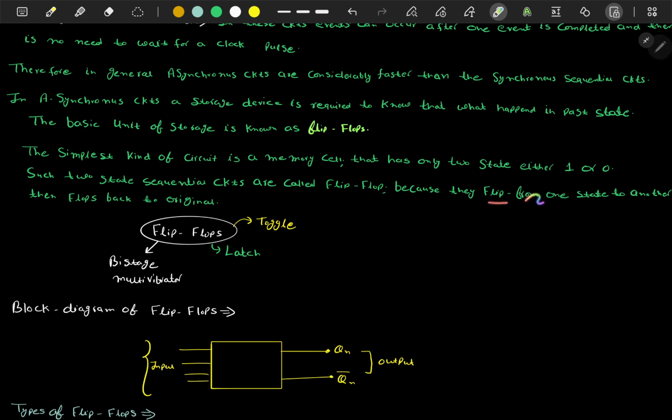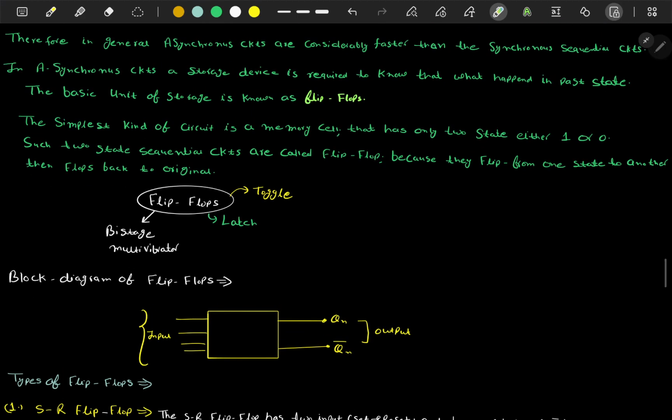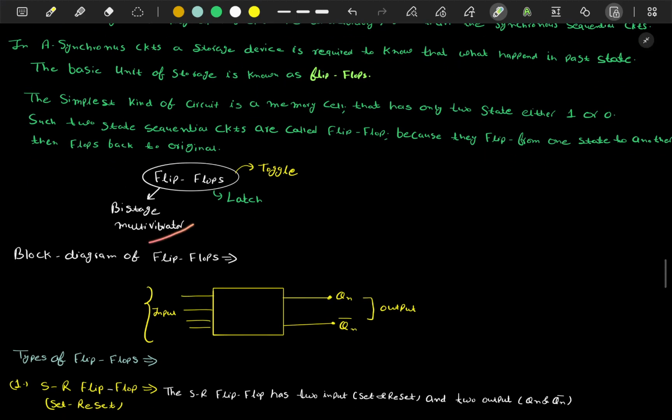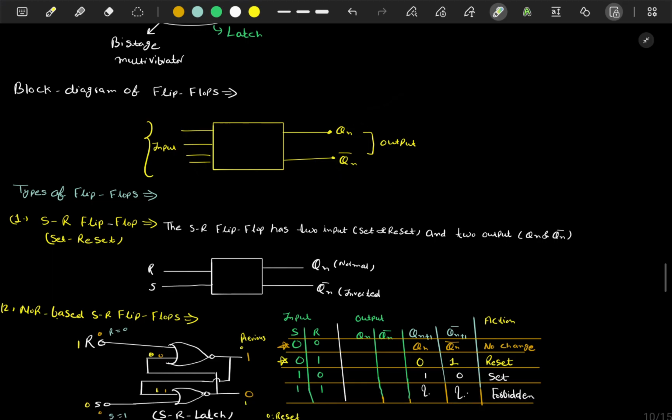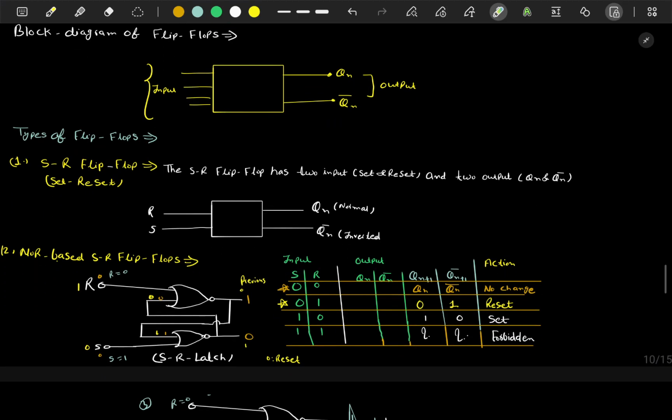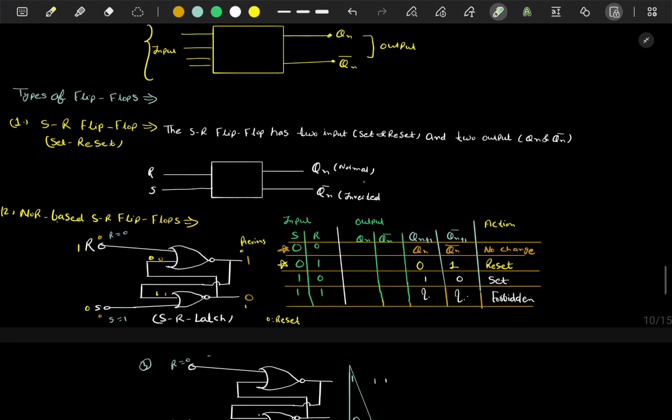What is the meaning of the word flip? They flip from one state to another and then come back to the original state. Flip-flops are also known as bistable multivibrator, latch or toggle. In the block diagram there are various inputs and two outputs, Q and Q bar, 1 and 0, complementary to each other. Now the first flip-flop is the SR flip-flop. One is the set and one is the reset input, and there are two outputs, normal and inverted.